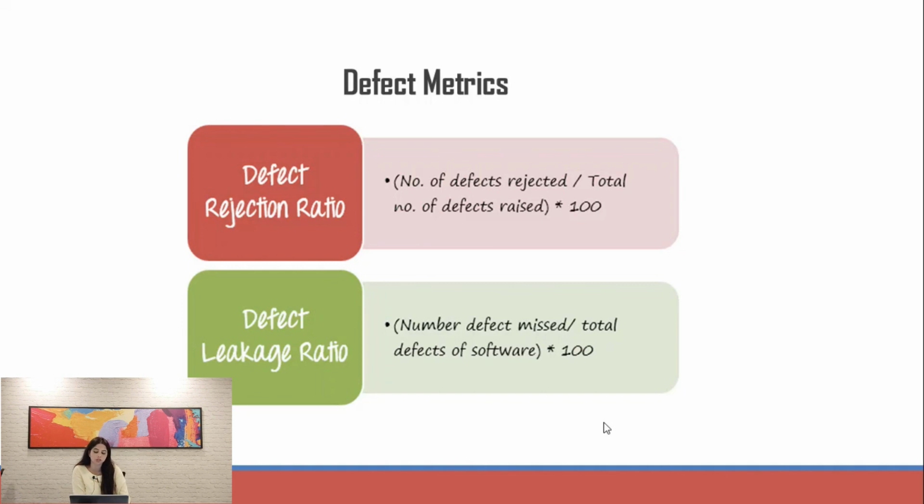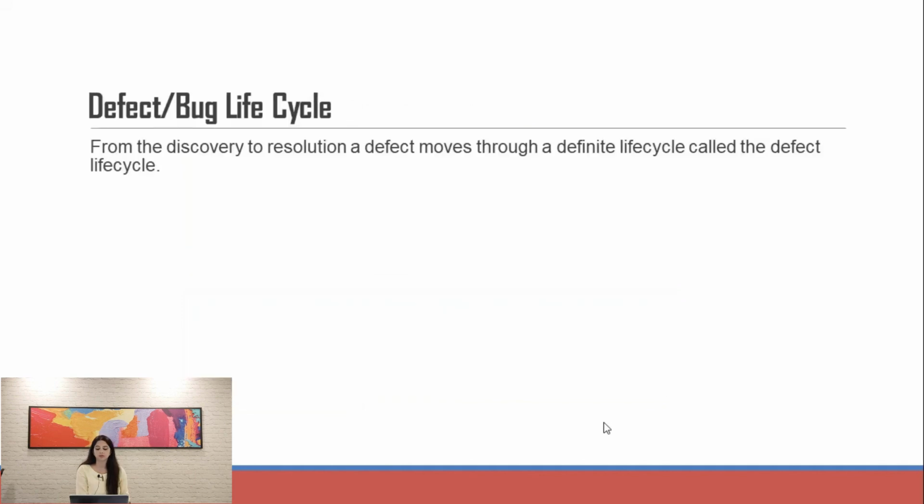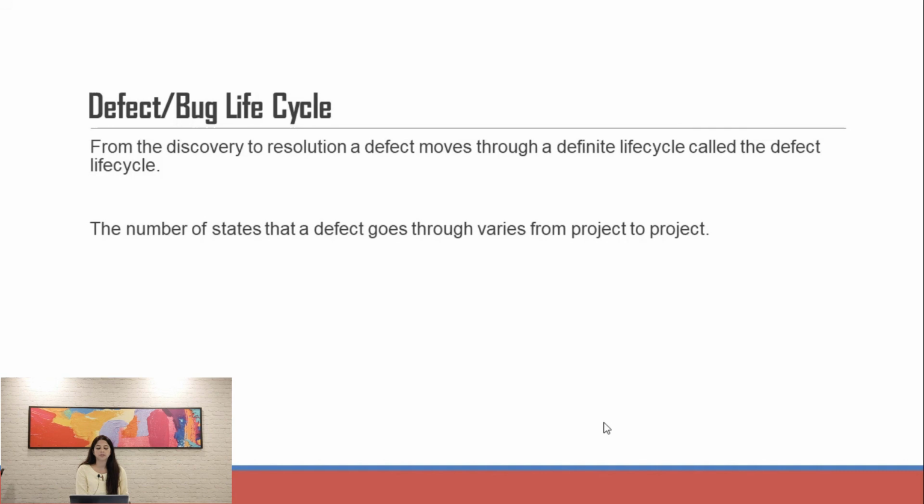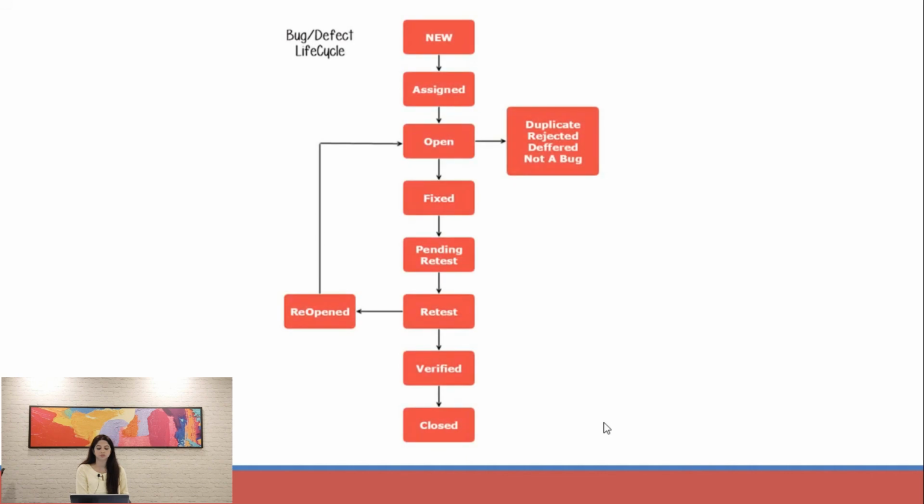So these two metrics, defect rejection ratio and defect leakage ratio, decide the quality of the testing team we are working on. And at the same time, we all have to make sure that both these ratios are as minimum as possible. And again, here we come to the bug life cycle. The bug life cycle is the steps through which the bug has to go to get closed. So again, as I said, it is new, then assigned, then open, then fixed, then pending retest, then retest, then verified, then closed or reopen. So these are all the phases which a bug has to go through, and you have to make sure that all the bugs are closed before any release.